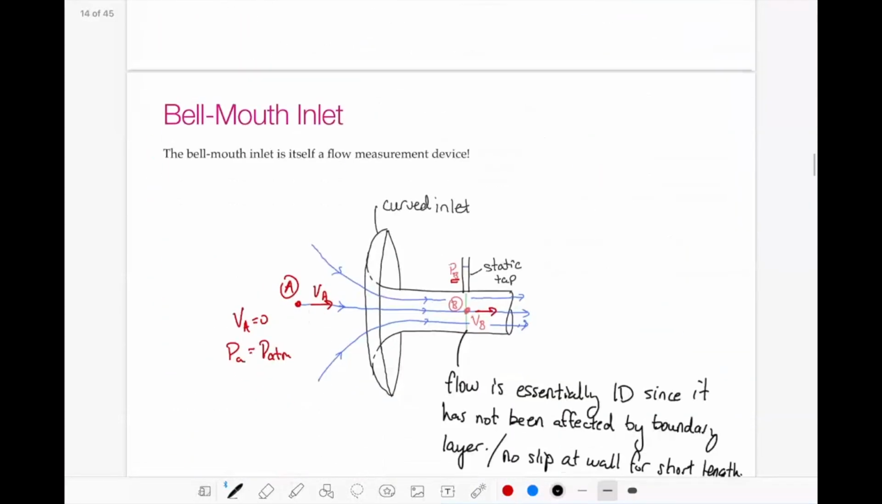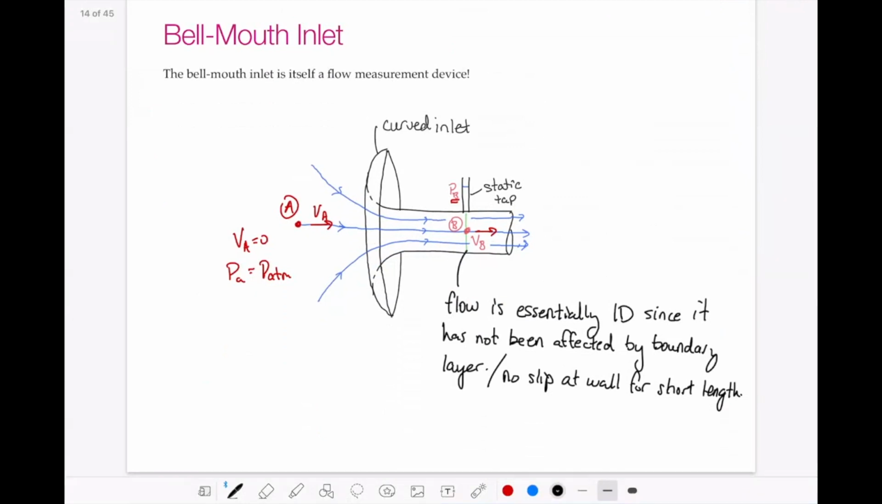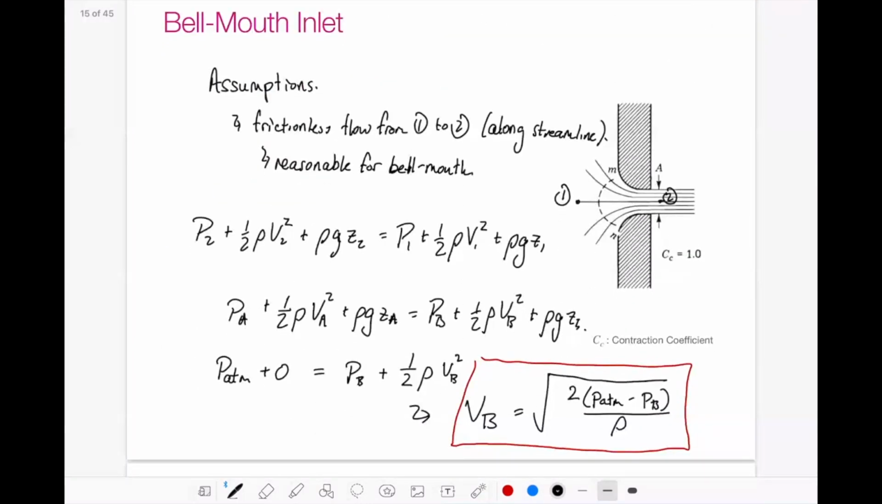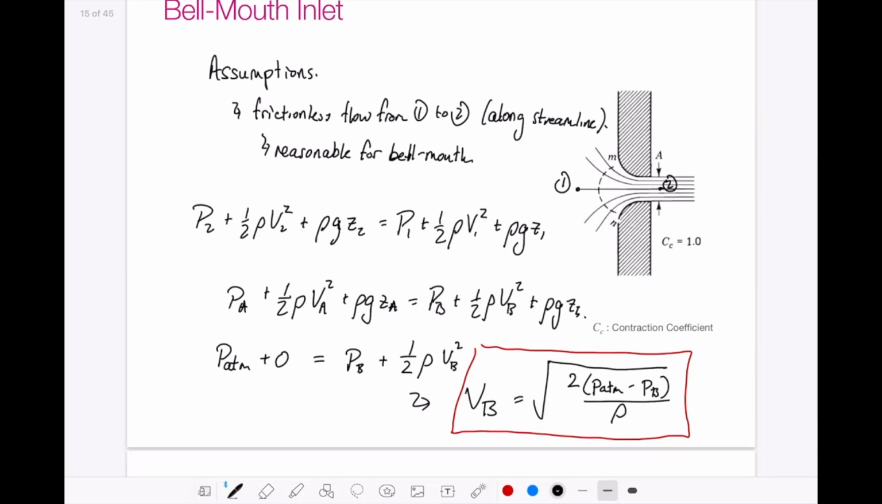More examples. The next device we introduced was called a bell mouth inlet. And the special thing about a bell mouth inlet is it's another flow device, but it essentially has no losses and no slip at the wall for a short period of time. And we calculated the velocity flowing through a bell mouth inlet as a function of the atmospheric pressure and the pressure at some tap. So the difference between this and a pitot-static tube is this is open to the atmosphere, so we're measuring static pressure as our atmospheric pressure, and the pressure tap would be PV.